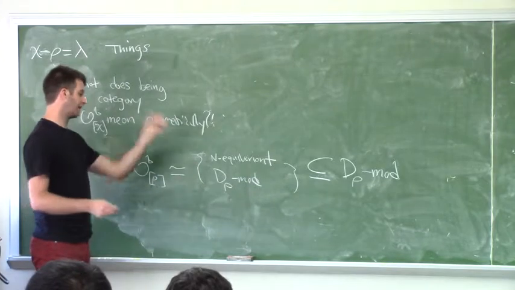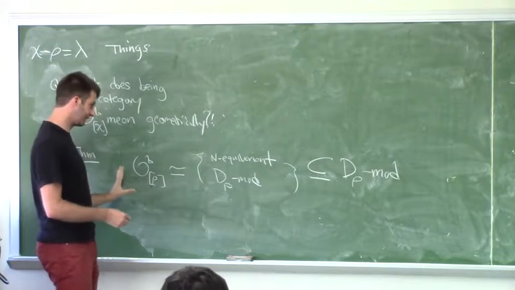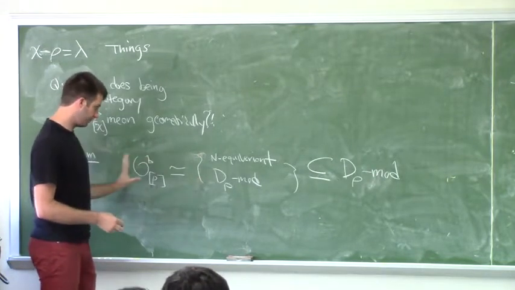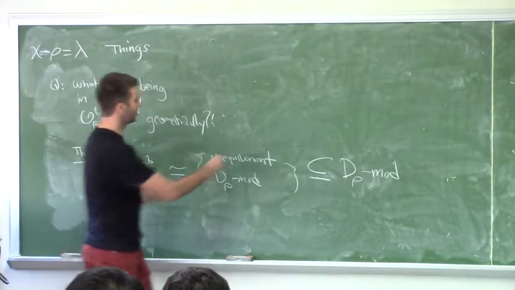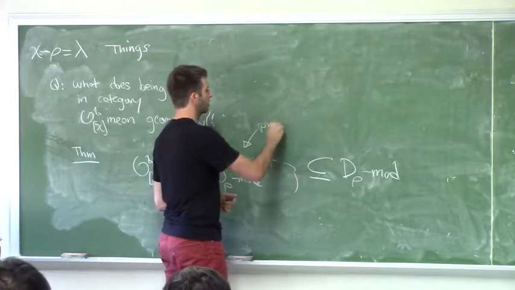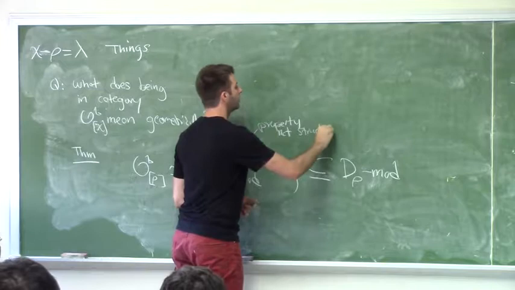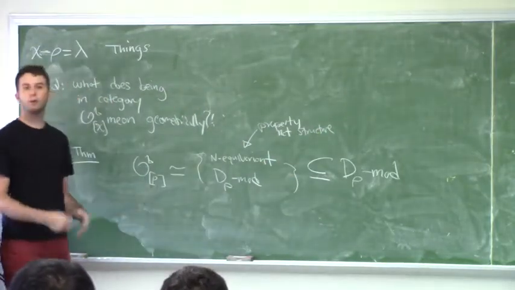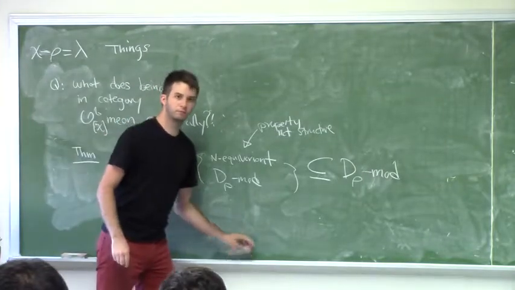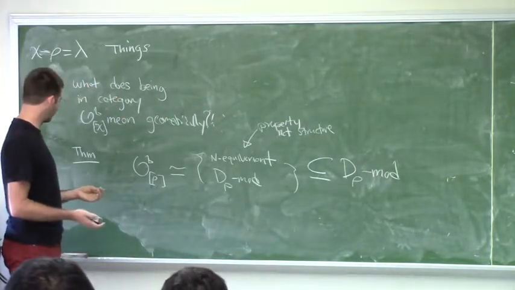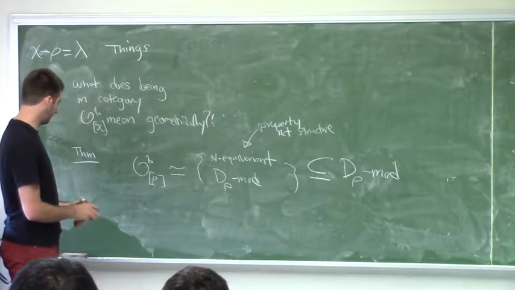I'll talk a lot more about exactly how you deduce these kinds of statements in a second, once I set up the general framework. But yeah, so you get something like this. And then the other bit is that this is actually a property, not a structure. Turns out that there's no choice involved: if it can be made N-equivariant, there's only one way to do it. All right, so that's the first thing.